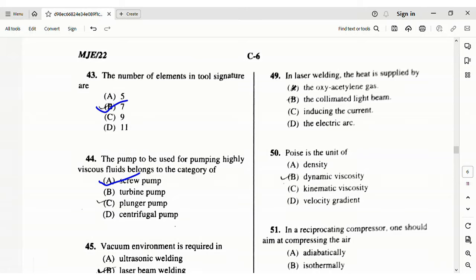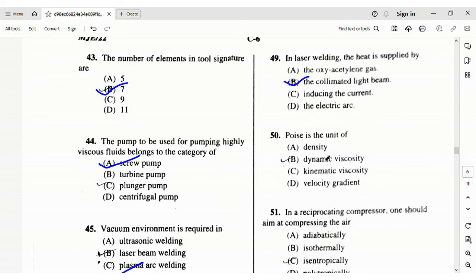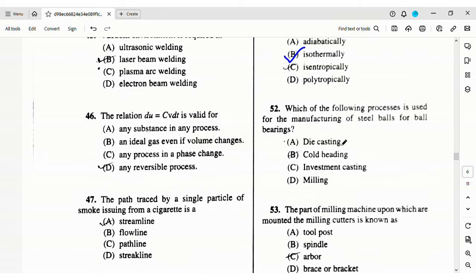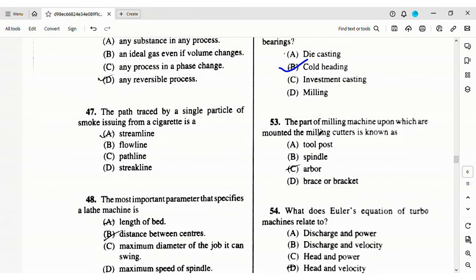Question number 49. In laser welding, the heat is supplied by the collimated light beam. What is the unit of dynamic viscosity? Now question number 51. In a reciprocating compressor, one should aim at compressing the air. The answer will be isothermally. Now, which of the following processes is used for the manufacturing of steel balls for ball bearings? That will be cold heading. The part of the milling machine upon which the milling cutters are mounted is known as arbor.